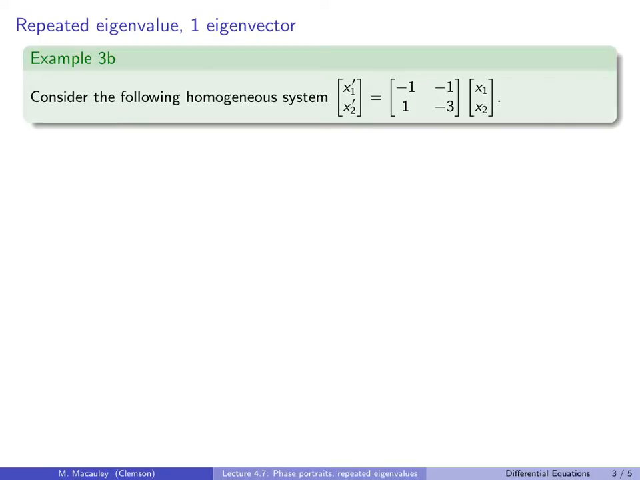Okay. So our next example is the following homogeneous system: x prime equals A times x. I think we may have actually found the eigenvalues and eigenvector of this matrix a few lectures ago, but it doesn't take long to do it again, and it's good practice.